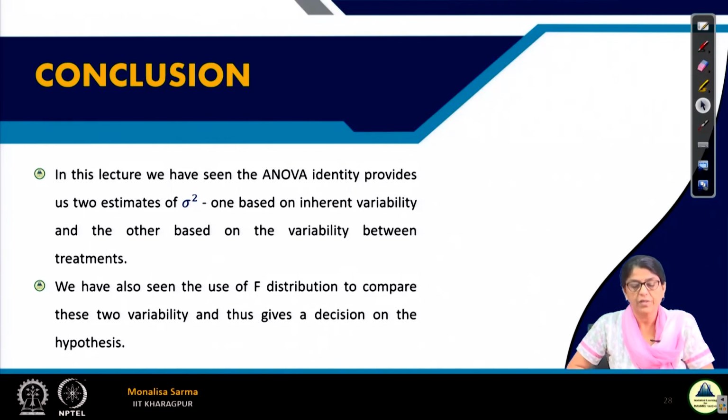So, in this lecture we have seen that the ANOVA identity provides us two estimates of sigma square, one based on the inherent variability and the other based on the variability between the treatments. We have also seen the use of the F distribution to compare these two variabilities, and thus give a decision on the hypothesis.